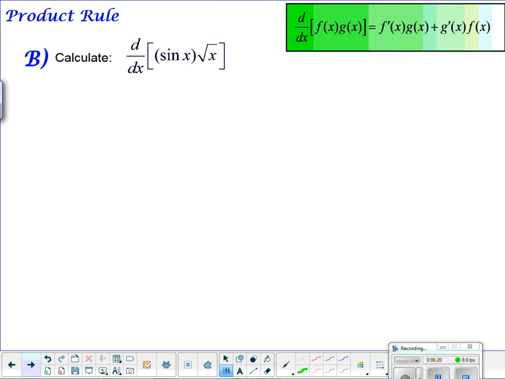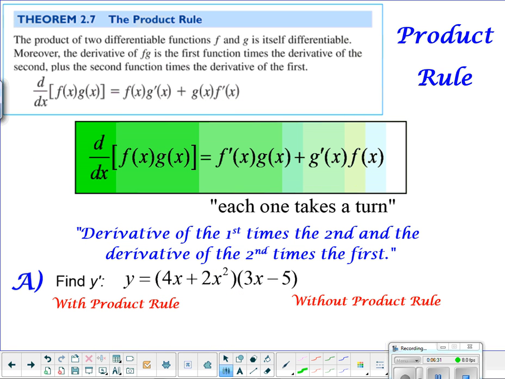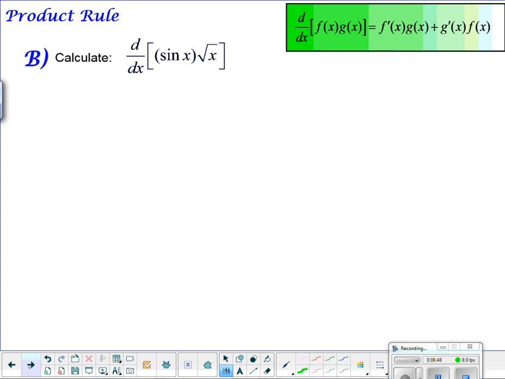On to example B. Now here is really a reason that we would need a product rule. I cannot simplify this like I could have on problem A. On problem A, we could have FOILed this out right away and got y written as a polynomial, like 12x squared and so on, and then taken the power rule on that. I had options on example A, but on example B, there's no way to simplify this. We are just stuck with the product of those two terms.